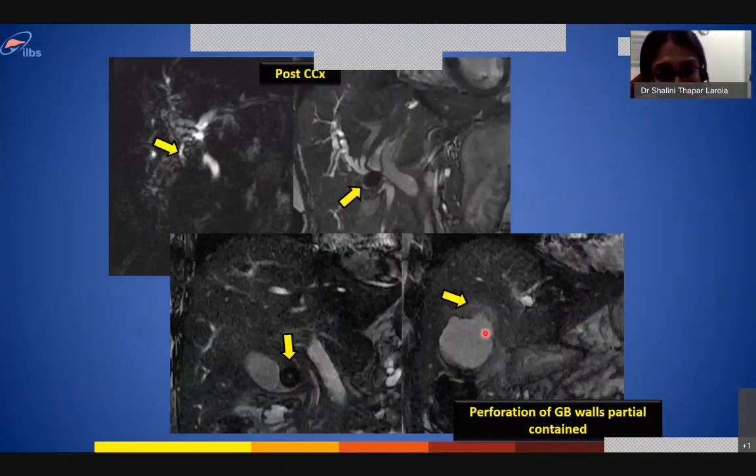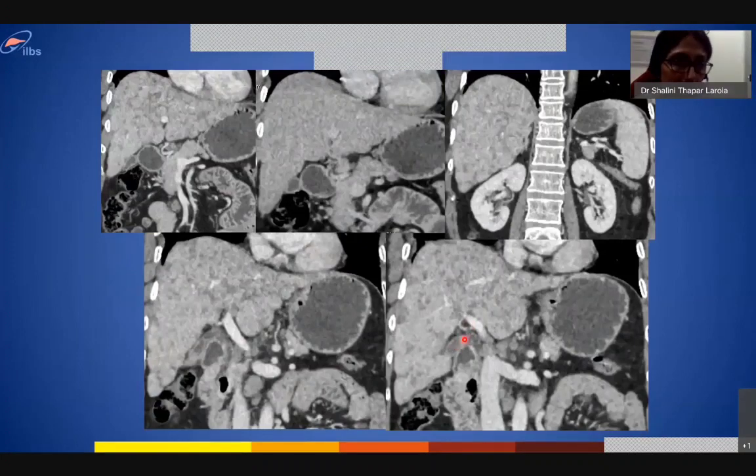There can be a perforation of the gallbladder wall, and there is partial contained rupture of the gallbladder here. So this patient will present with acute pain and fever as well as small perforation. MRCP or CT is the best modality to look at this.